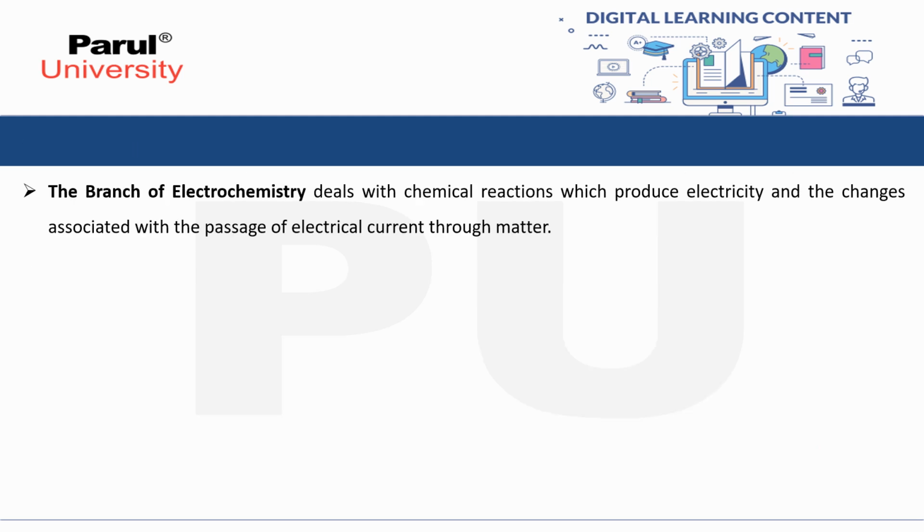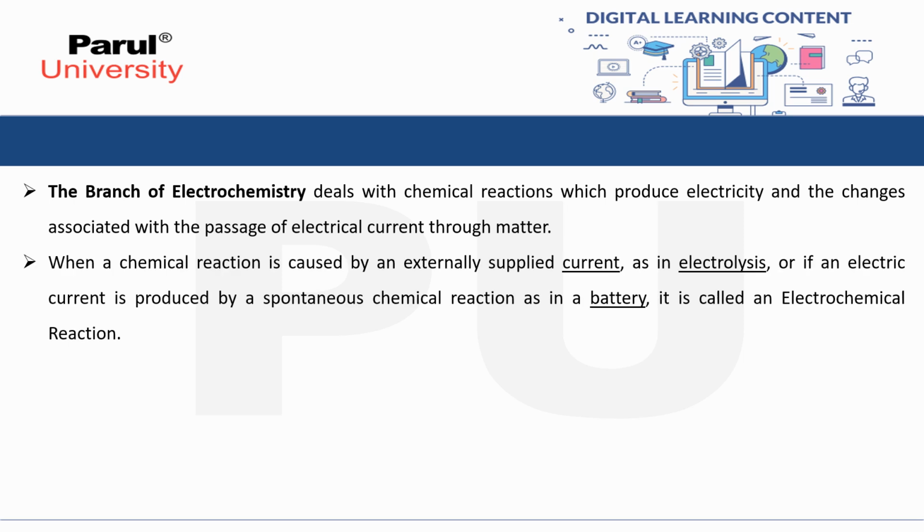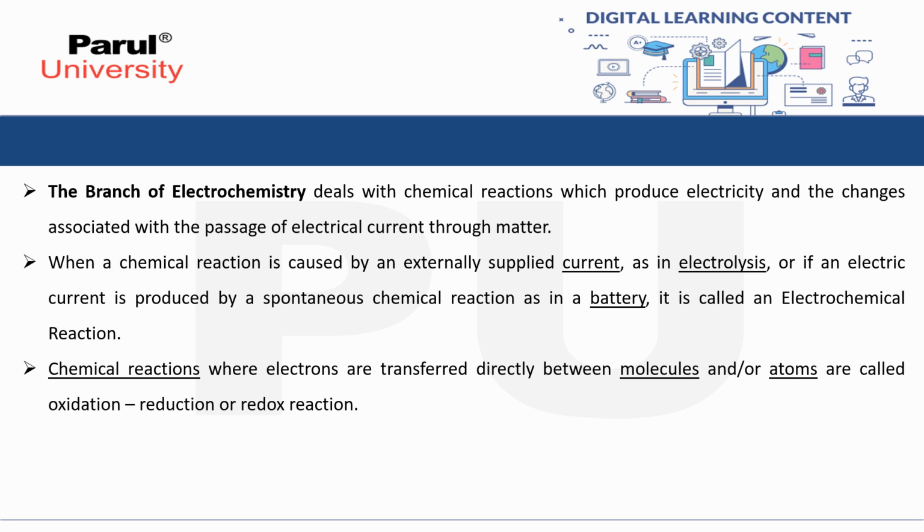The branch of electrochemistry deals with the chemical reactions which produce electricity and the changes associated with the passage of electric current through matter. When a chemical reaction is caused by an externally supplied current, as in electrolysis, or if an electric current is produced by a spontaneous chemical reaction, as in a battery, it is called an electrochemical reaction.